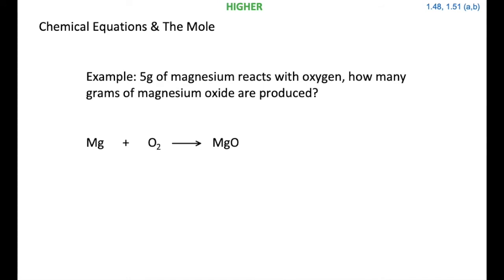Today what we're doing is expanding on the last video where we looked at moles, masses and the number of particles, as well as how to convert between them. We're going to apply what we've already covered to problems involving chemical equations.